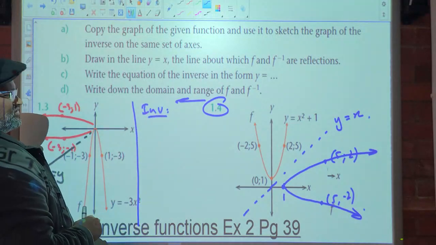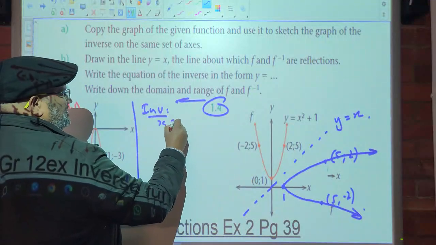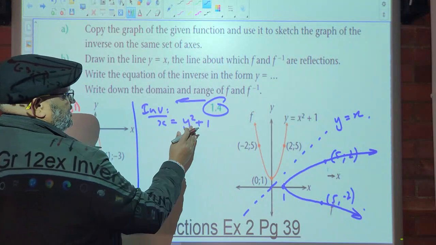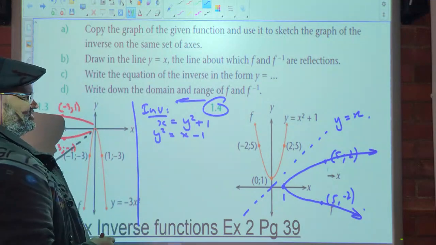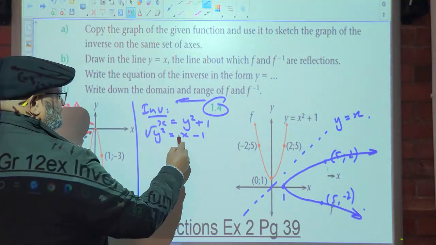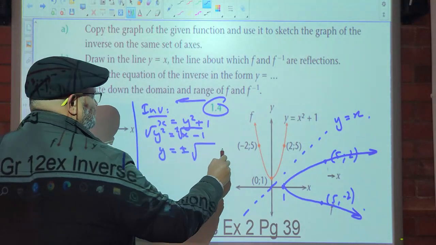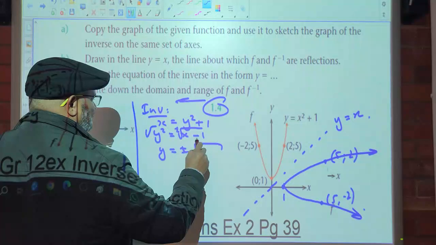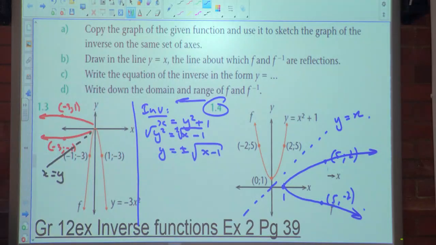What do I do for the inverse function? I interchange x and y. So x is equal to y squared plus 1. Get y squared on its own. So y squared is equal to x minus 1. Okay, so what do I do now? Square root. If I introduce square root, plus minus. y is equal to plus minus the square root of x minus 1. Okay? You agree with that? So what do we do thereafter?